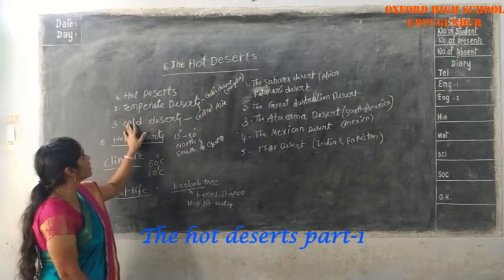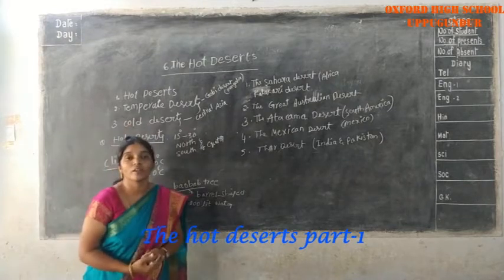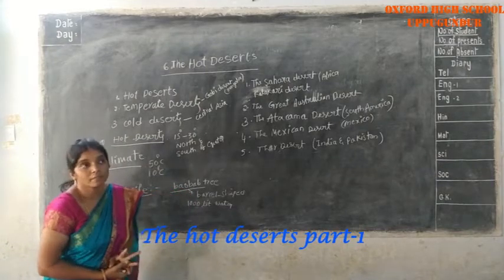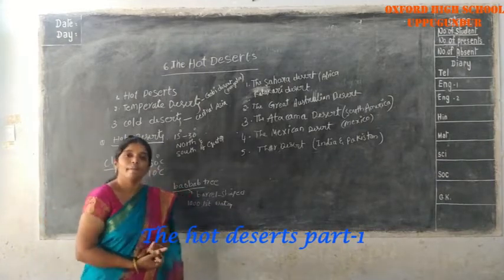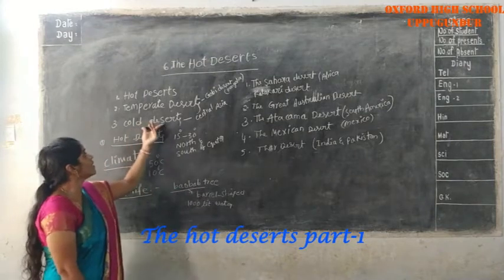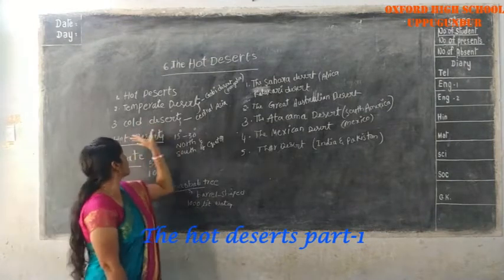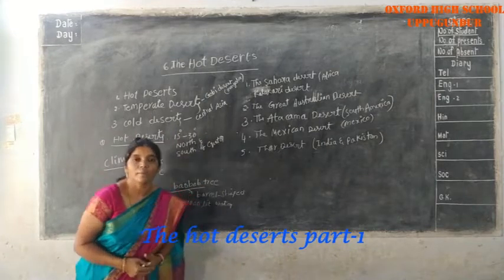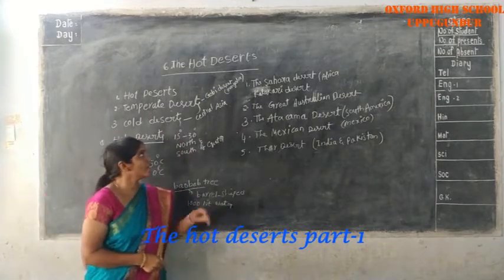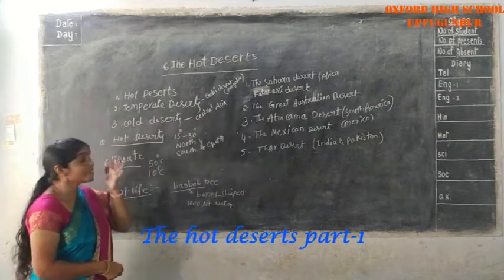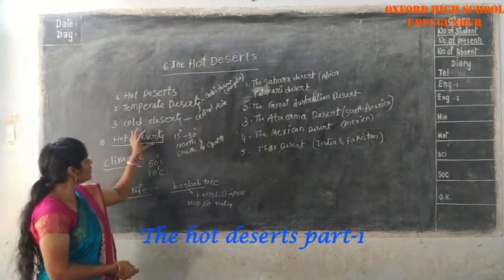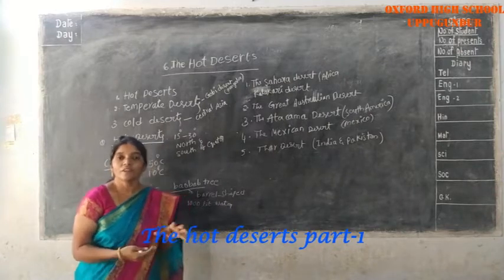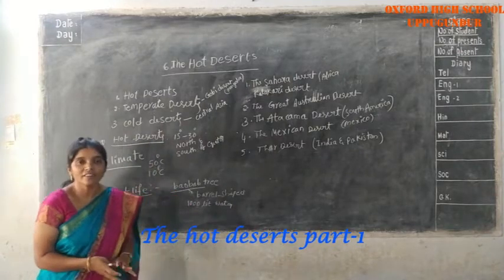Next, cold deserts. We think deserts are hot, but some deserts are bitterly cold. An example of a cold desert is Central Asia. In this lesson, we will discuss the hot deserts.